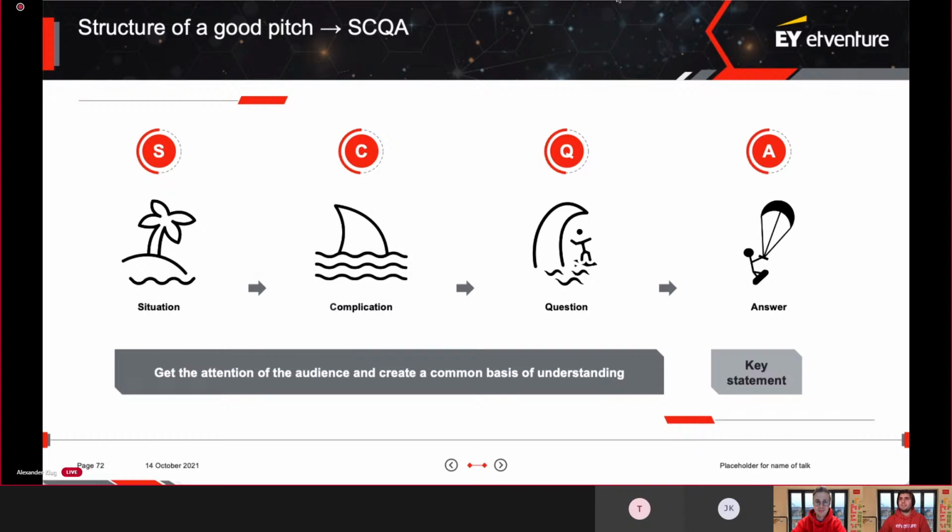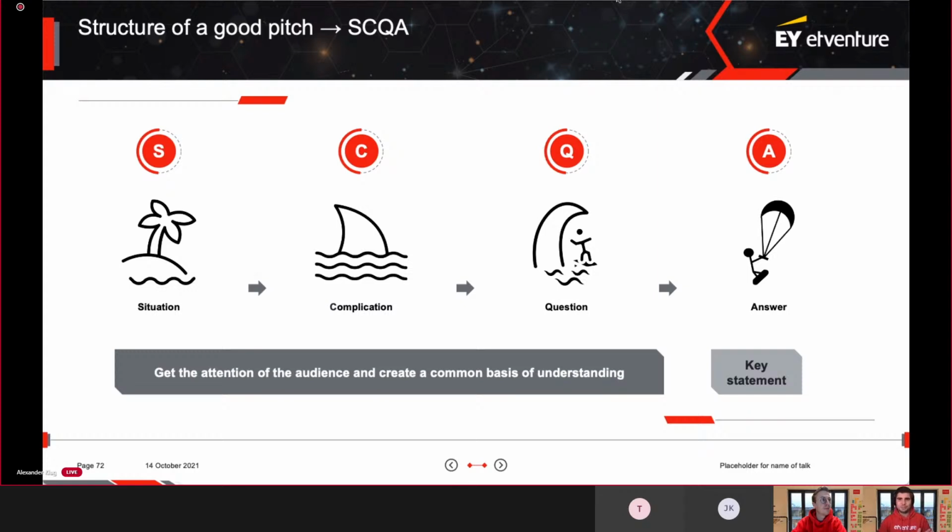What could be a solution? And then you bring the answer. So the first situation, complicating, and question is to get the attention of the audience and create a common base of understanding. You need to bring that part together so that the investor gets an idea what you're talking about, who you're talking about.